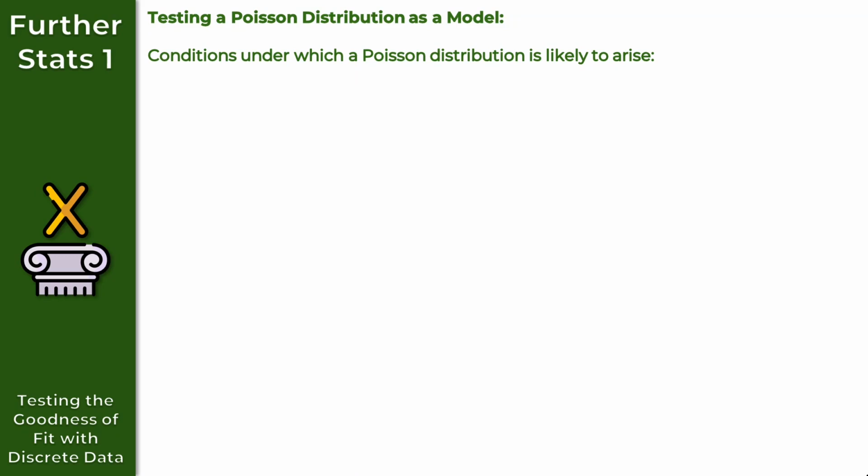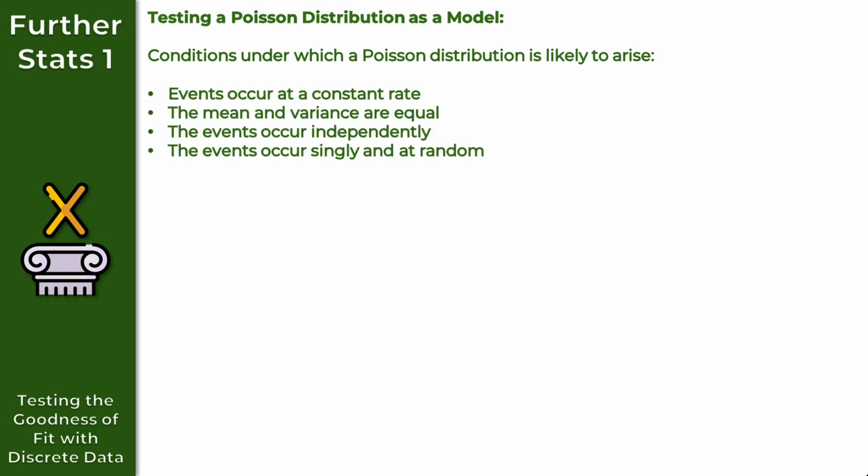And finally, let's take a look at the very last distribution for this video, and this is for testing a Poisson distribution as a model. Again, you need to be aware of the conditions under which a Poisson distribution is likely to arise, and again we have 4 conditions. For the first condition, the events occur at a constant rate. For the second, the mean and variance are equal. For the third, the events occur independently. And finally, the events occur singly and at random.